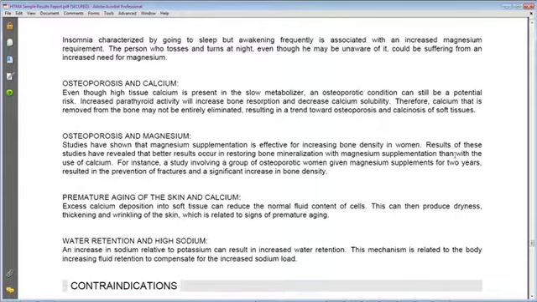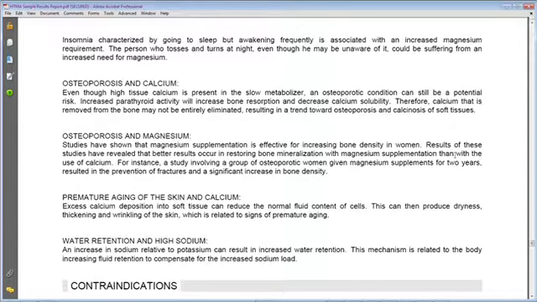Osteoporosis and calcium. Even though high tissue calcium is present in the slow metabolizer, an osteoporotic condition can still be a potential risk. Increased parathyroid activity will increase bone resorption and decrease calcium solubility. Therefore, calcium that is removed from the bone may not be entirely eliminated, resulting in a trend toward osteoporosis and calcinosis of soft tissues.